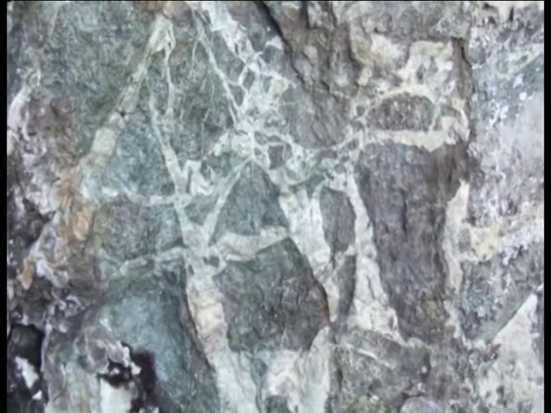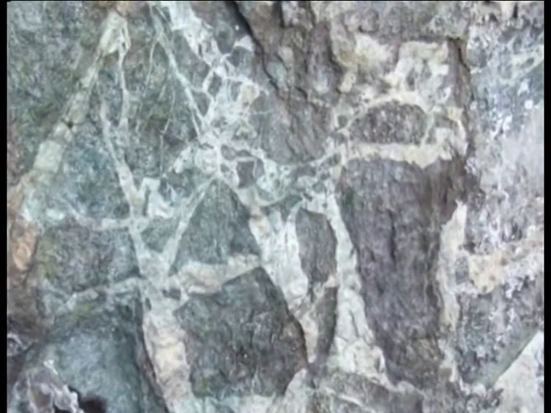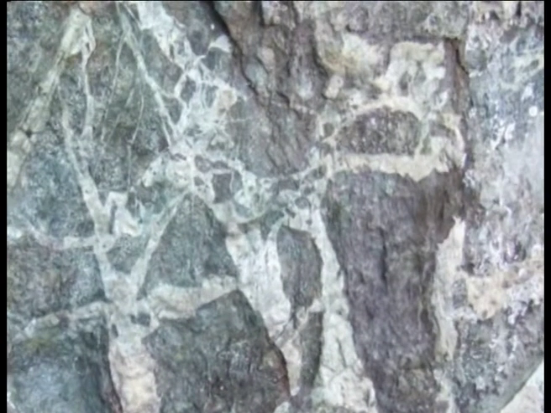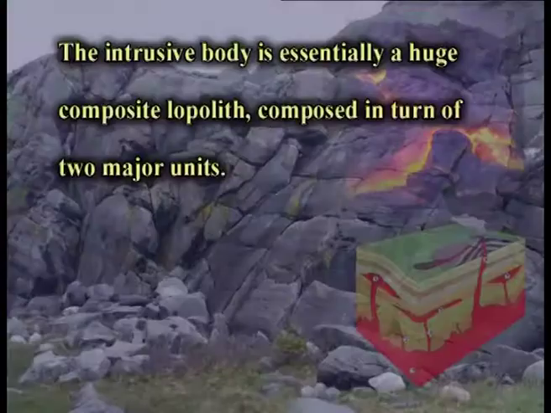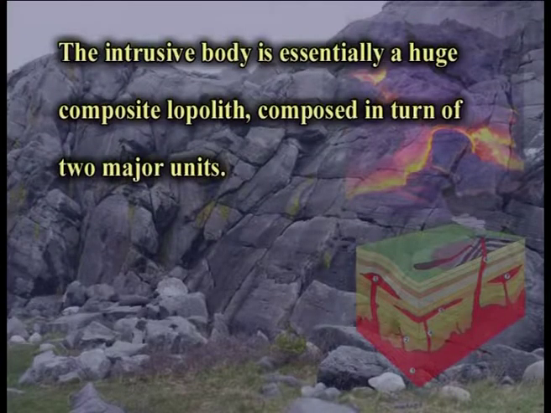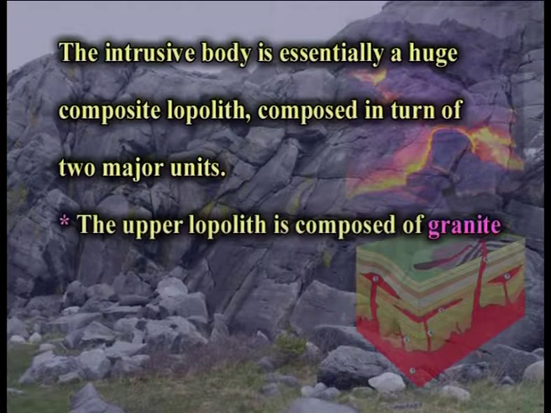The Bushveld igneous complex is one of the most spectacular igneous bodies in the world. The Karoo system is younger than the emplacement of the Bushveld complex and rests unconformably on all other rocks. The intrusive body is essentially a composite lopolith composed in turn of two major units. The upper lopolith is composed of granite.